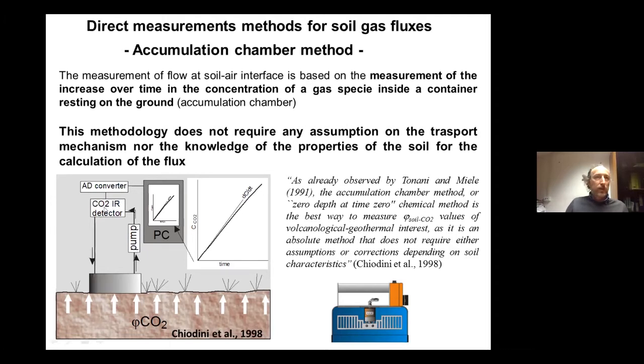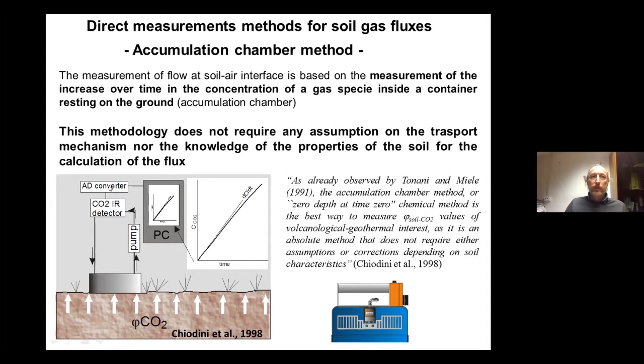So the gas is taken and measured, also in this case for carbon dioxide, by an infrared detector, and then is reinjected into the chamber. This closed circuit allows us not to alter the pressure inside the chamber. You have seen that the gas flux can be induced by a differential pressure. So to not disturb the real gas flux, to not alter the natural phenomena, the gas is circulated continuously between the chamber and the detector.